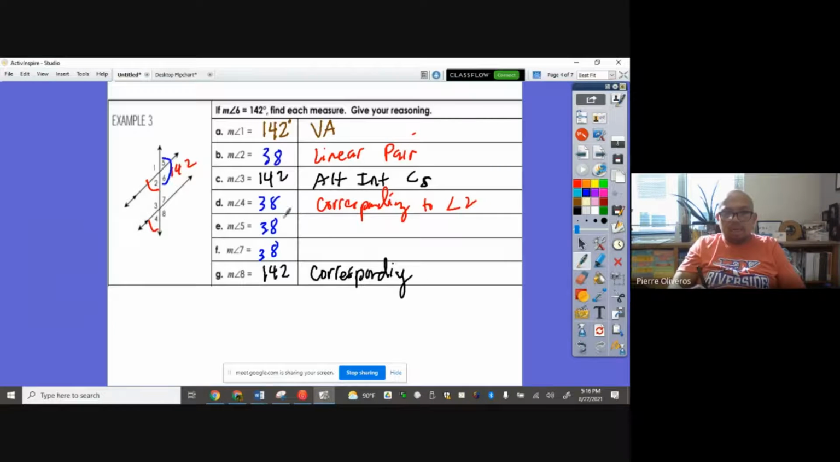Angle 5. 5 and 6 are a linear pair. What about 7? 6 and 7 are same side interior angles. Okay, there you go.